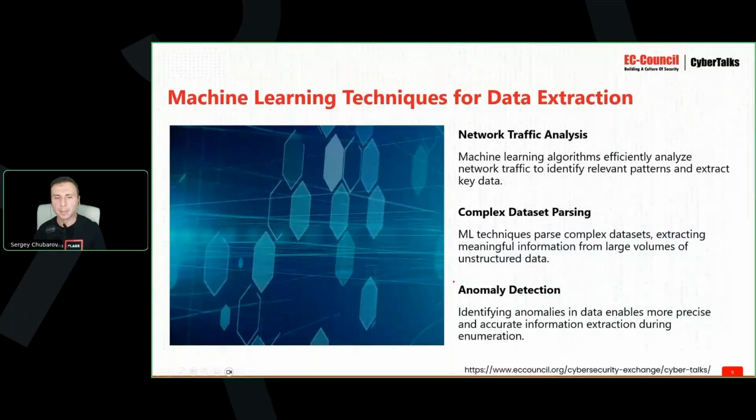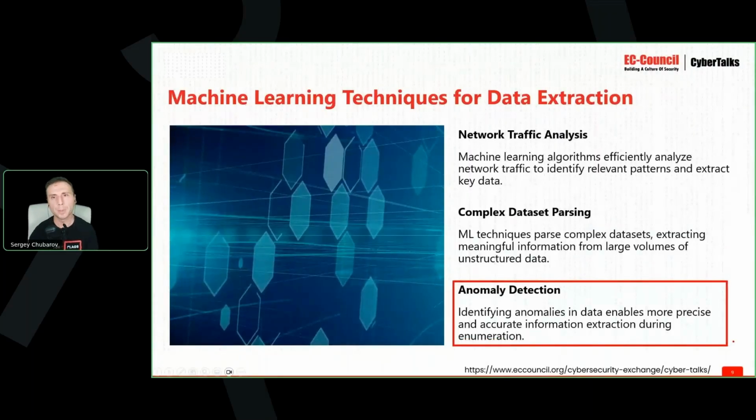Also, AI is good with anomaly detection, because a human may not always have the history of the previous behavior. So what we can do with AI, we can find anomalies.